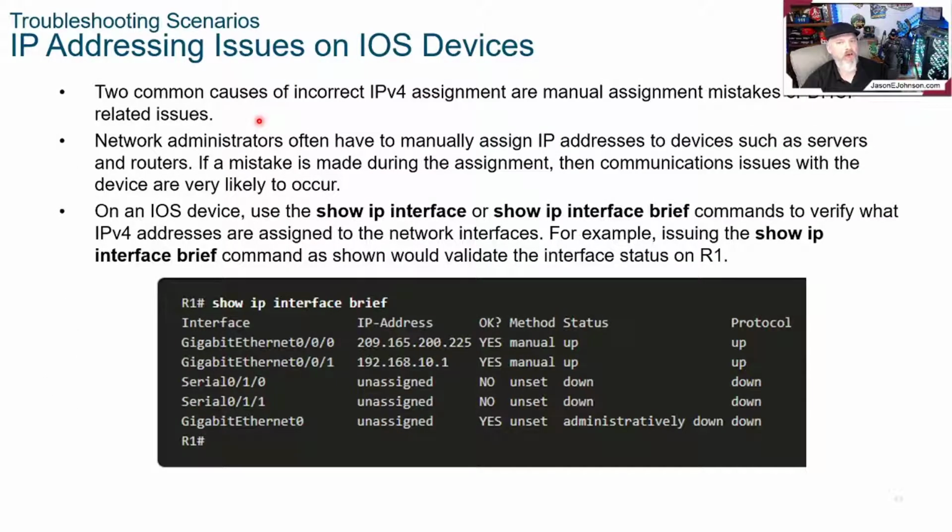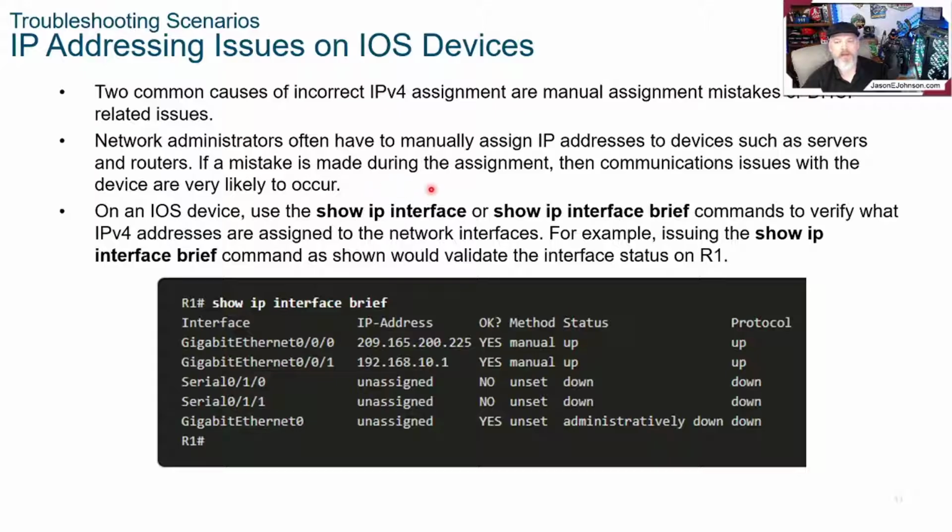IP addressing issues on an iOS device. Two common causes of incorrect IPv4 assignments are manual assignment mistakes or DHCP-related issues. Network administrators often have to manually assign IP addresses to devices such as servers, routers, and printers.